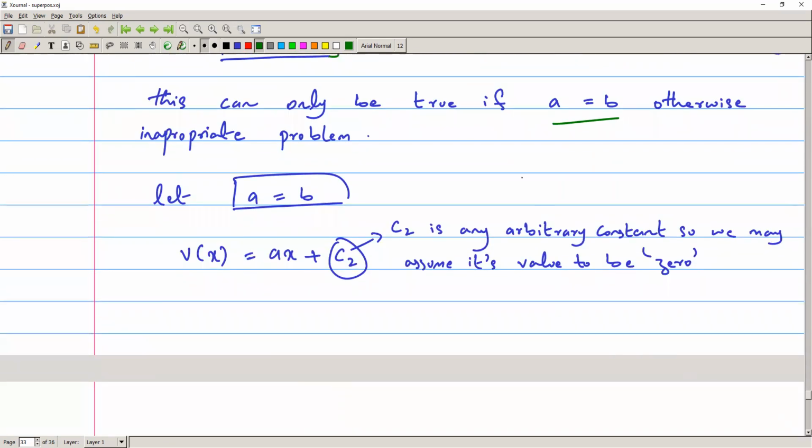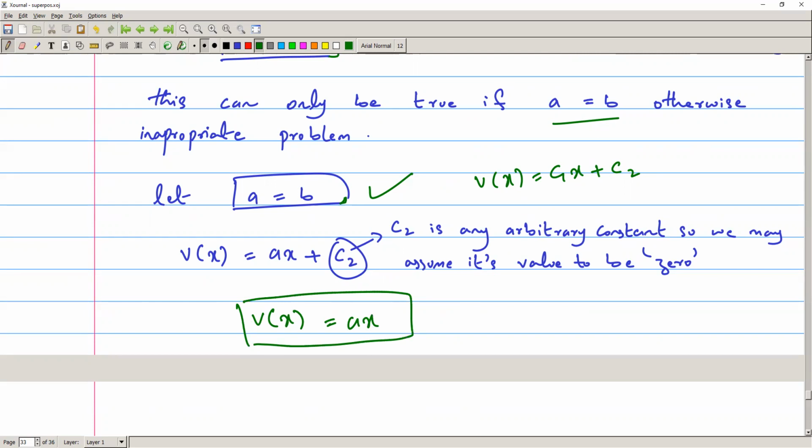So now we will assume that A is equal to B, and that is true. If A is equal to B, we can follow the problem, we can continue, we can carry on. So V of x is equal to C1x plus C2, right? We found C1, but we cannot find C2. So we can say that C2 is any arbitrary constant whose value is not affecting the problem. So we can assume this to be 0, and we will have V of x is equal to Ax.